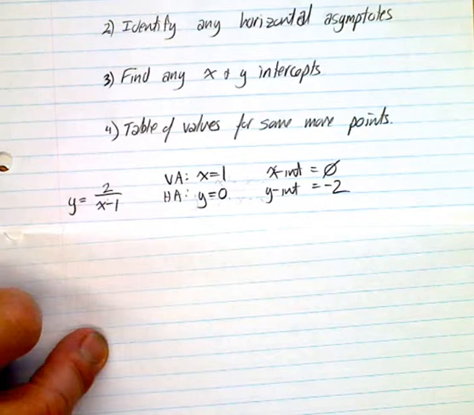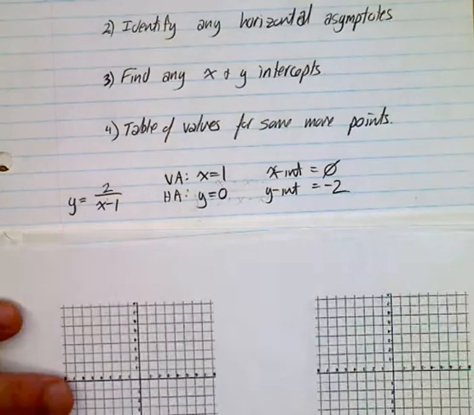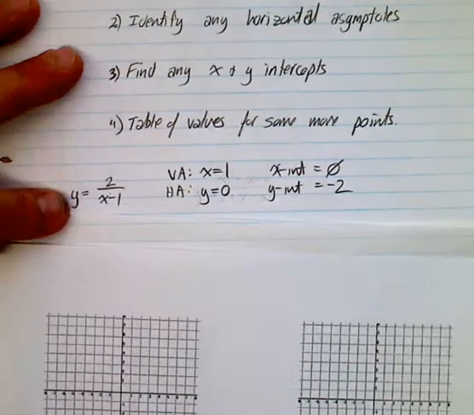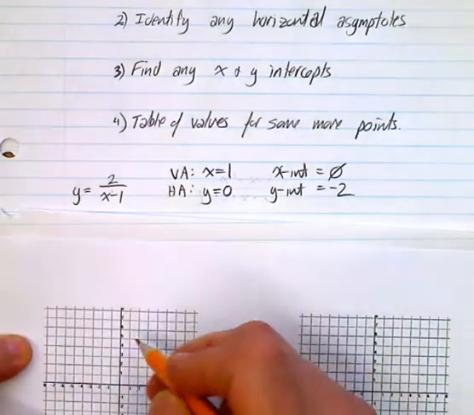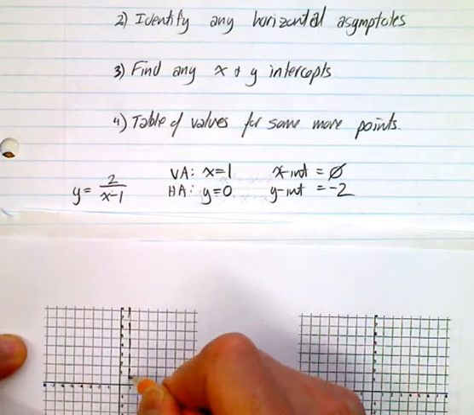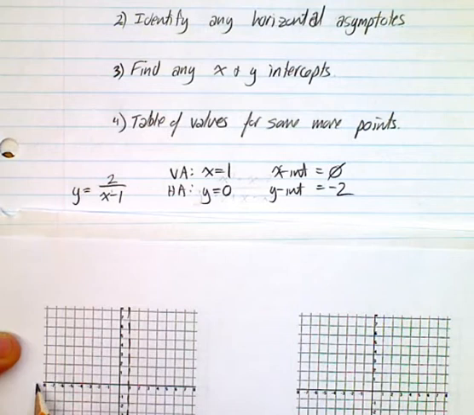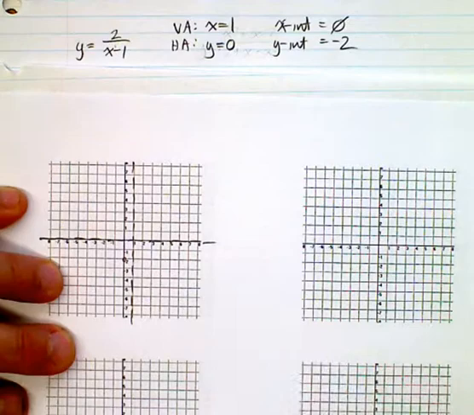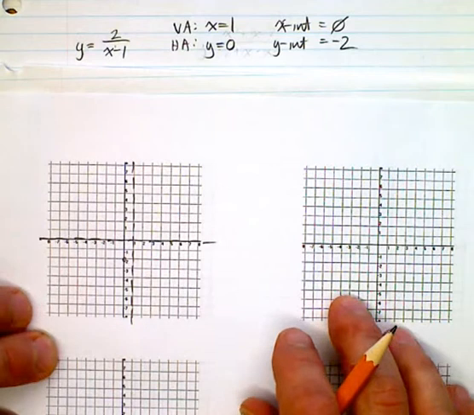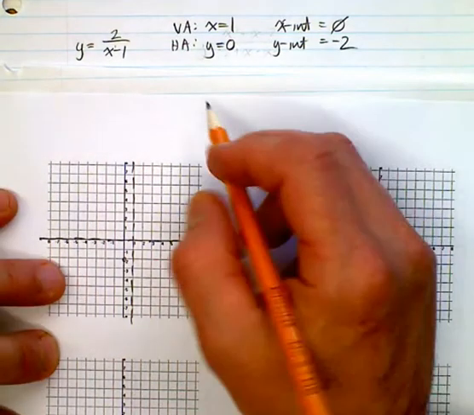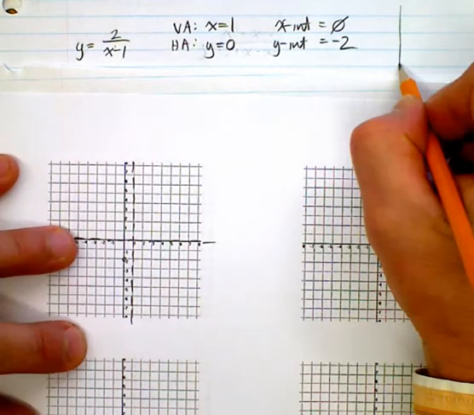So let's use this information to plot some of this. My vertical asymptote is at x equals 1, right down there. My horizontal asymptote is at y equals 0 right there. And my y-intercept is negative 2. So I've got a few things. Now we just have to plot some points, so let's make a table of values, x and y.